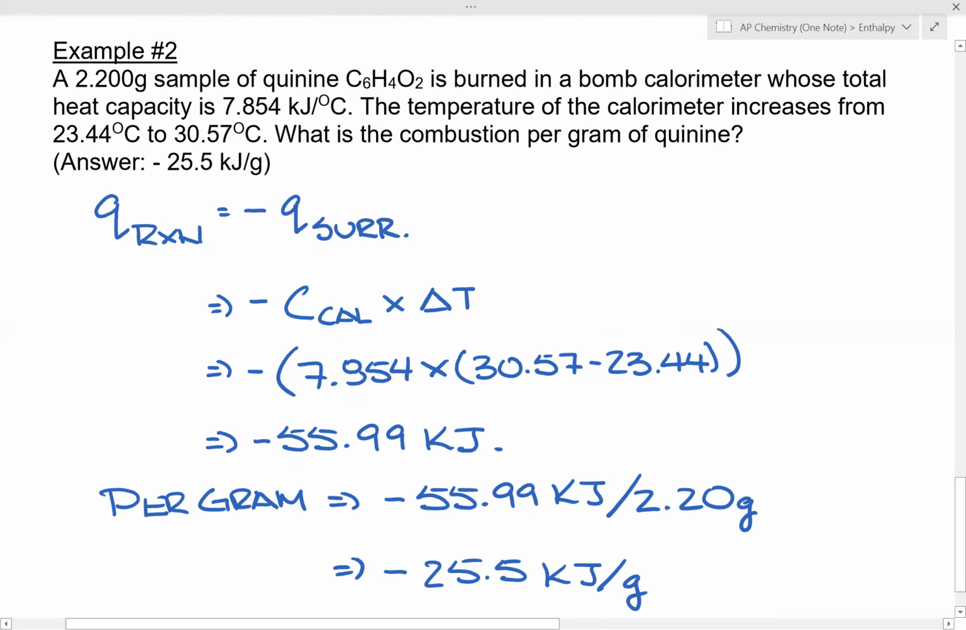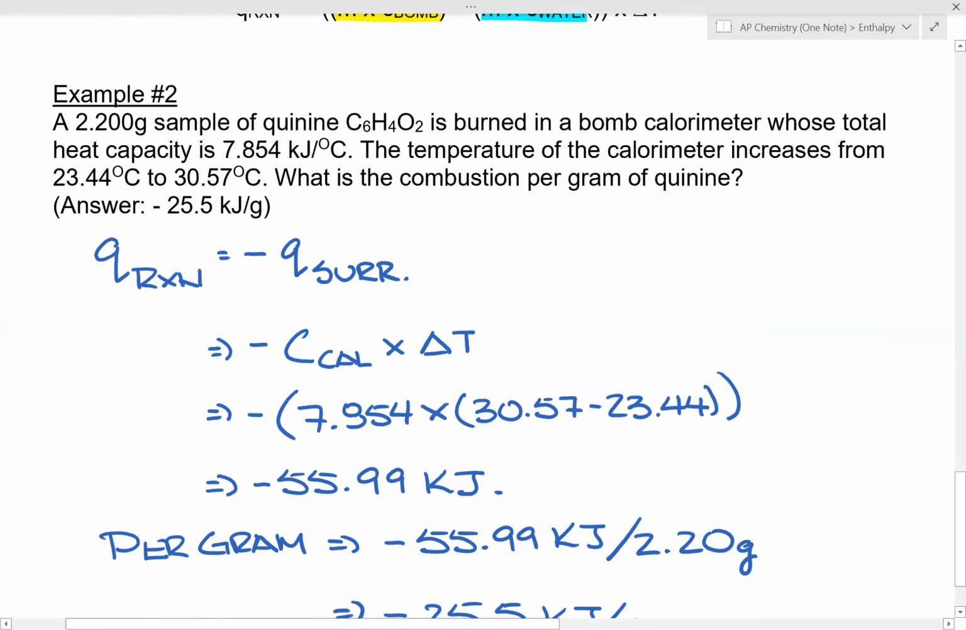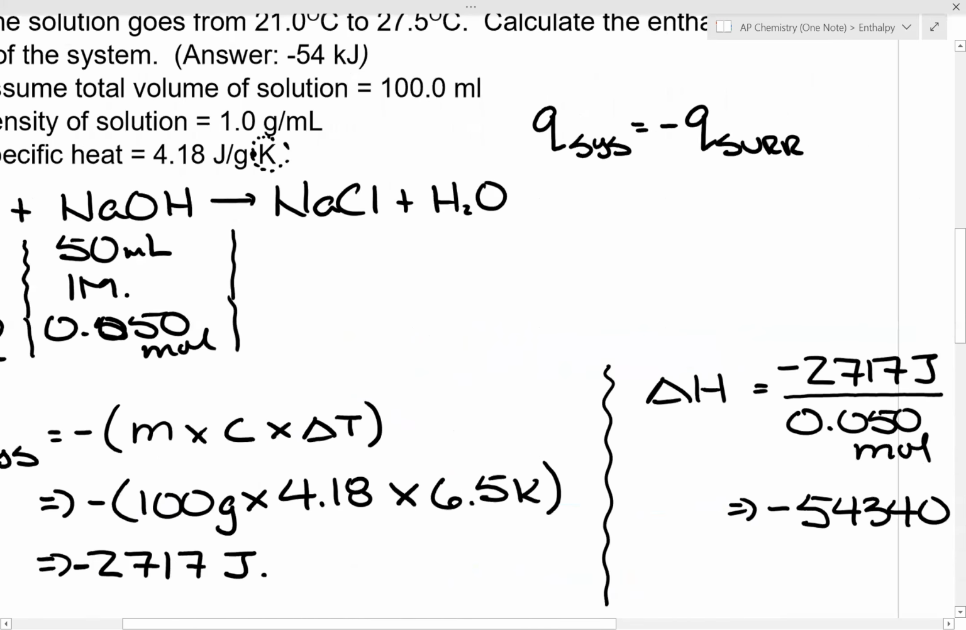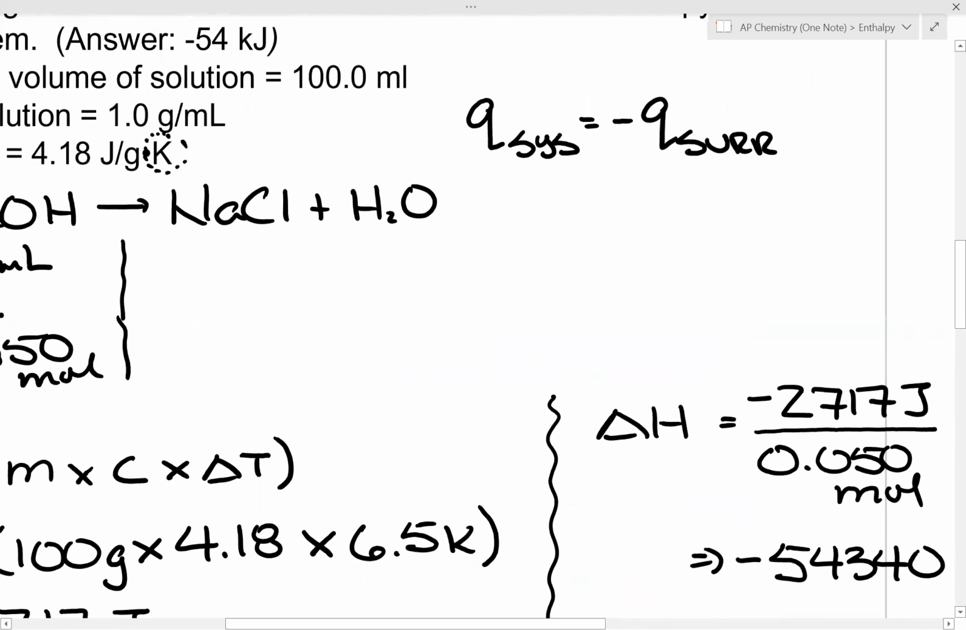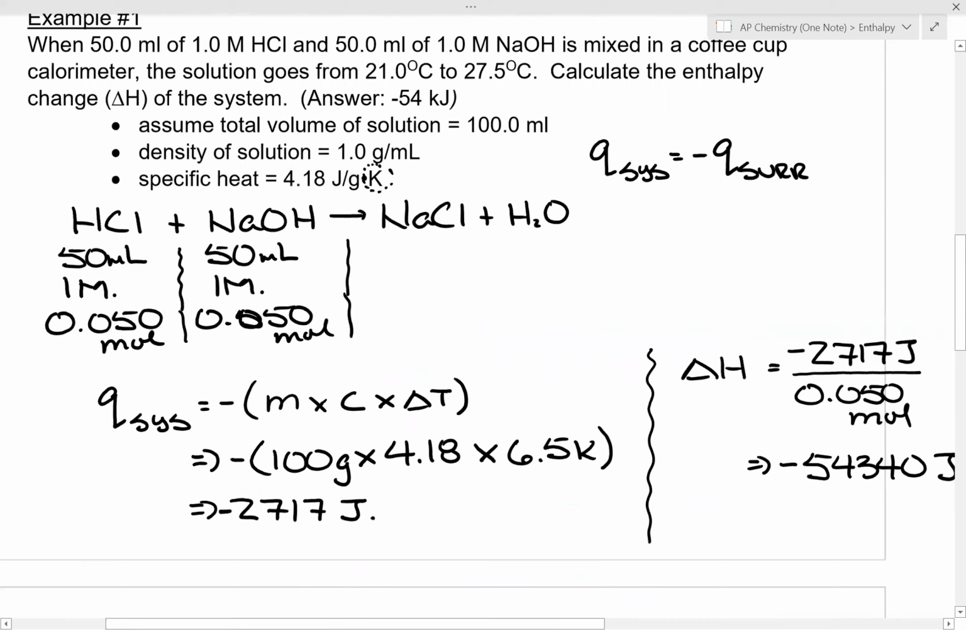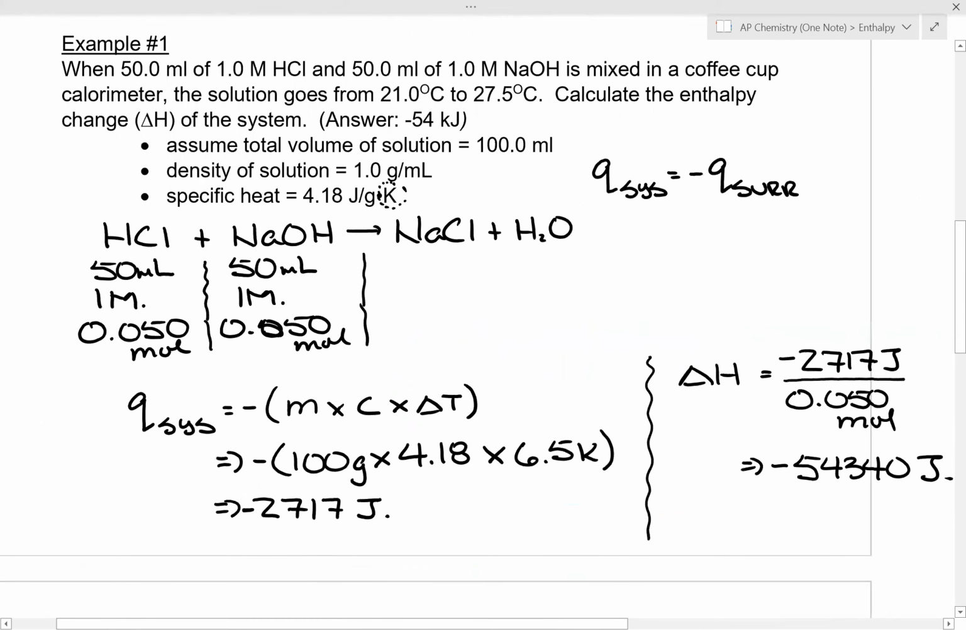Now, notice in the questions, I started with Q reaction is negative Q surroundings. Even in the previous question here, I used Q system is negative Q surroundings. So my suggestion would be to always start with that, so that you don't get confused with the negative and what you are trying to determine.